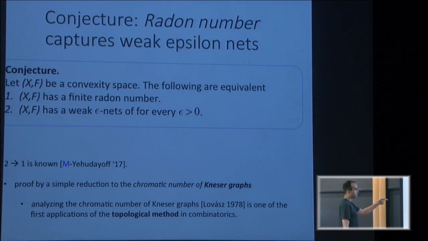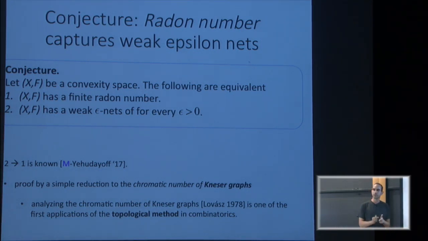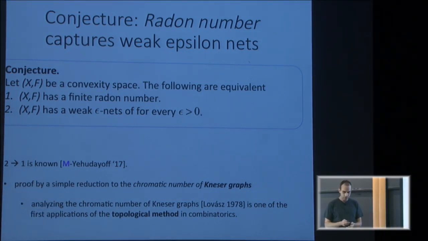And we know how to prove 2 implies 1. The proof is a simple reduction to the chromatic number of Kneser graphs. For those of you who don't know about Kneser graphs, the chromatic number of the Kneser graph was a conjecture by Kneser that was solved by Laszlo Lovász. It was the first application, I think, of the topological method in combinatorics. So the reduction is very simple, but the proof is somewhat complicated, or deep. But 1 implies 2, we still don't know.